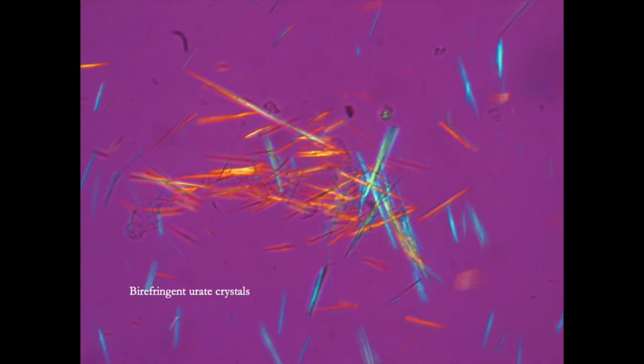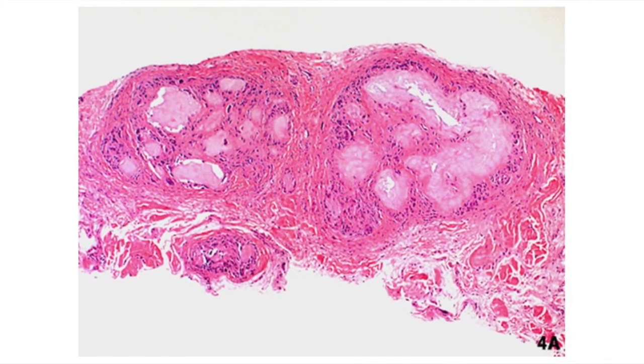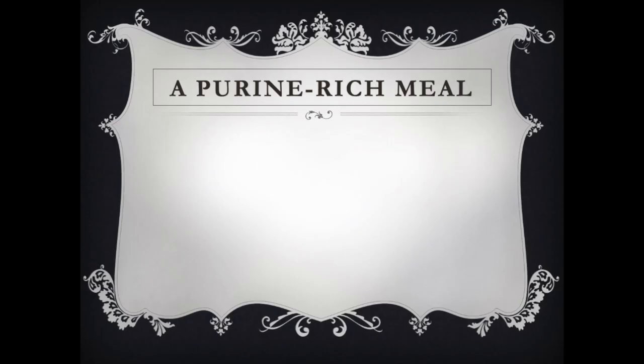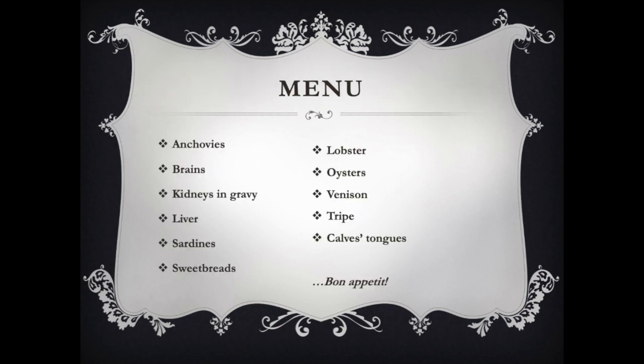Here we see the crystals, needle-like crystals showing red-green birefringence, and here we see the characteristic histology of the tophus. Gout is now much less common than it was formerly. Apart from the changes in diet, it's also helped that hydration tends to be better, and therefore urate crystals have less opportunity to form.